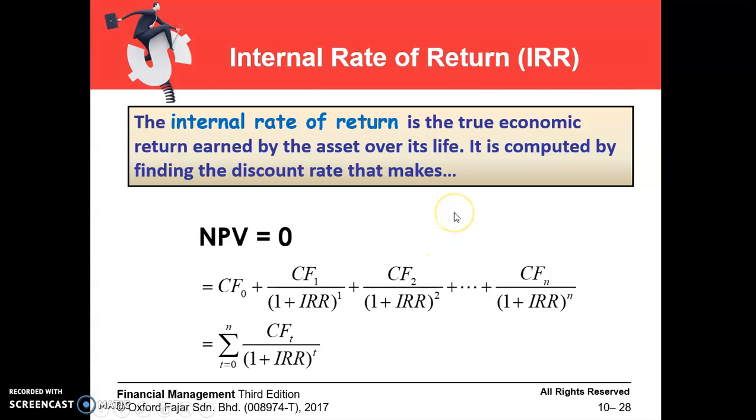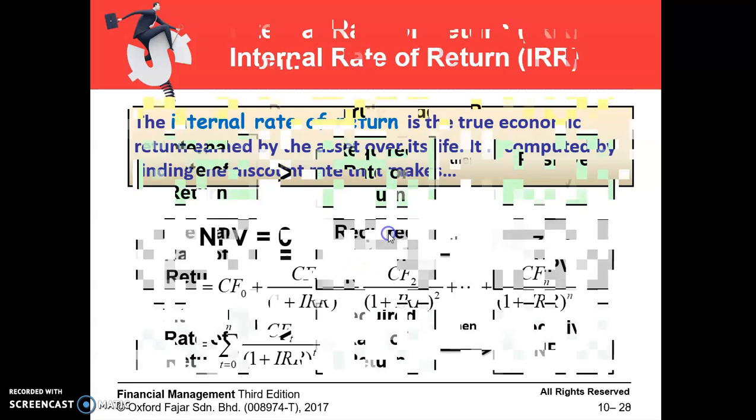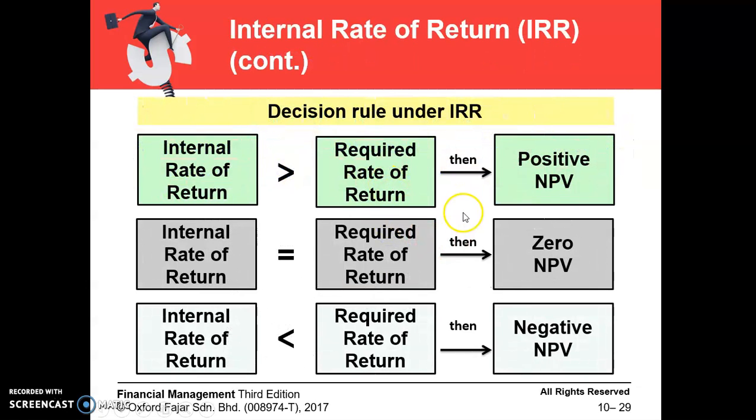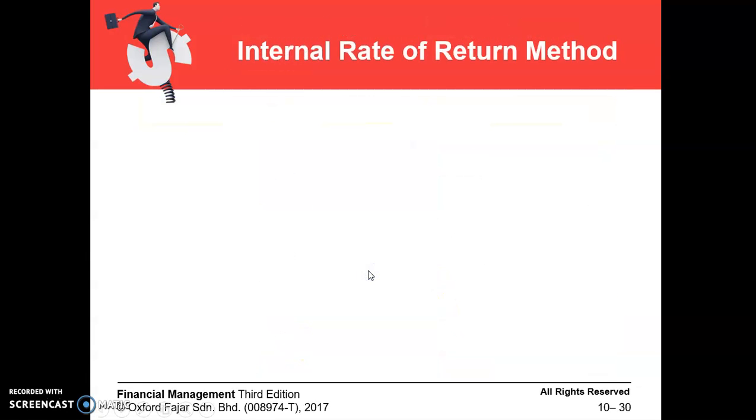Okay, now internal rate of return. Internal rate of return is the true economic return earned by an asset over its life. So it can be computed by finding the discount rate. Okay, so the formula for net present value, internal rate of return is this one lah, cash flow over 1 plus IRR. Okay, so decision rule, when IRR is more than required rate of return, positive. IRR equal to required rate of return, 0 NPV. IRR less than required rate of return, negative NPV.